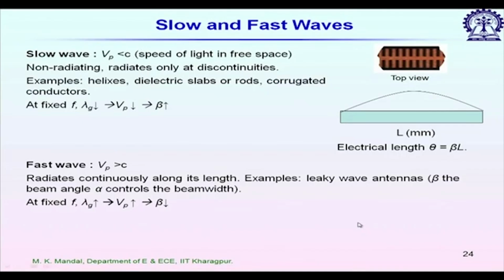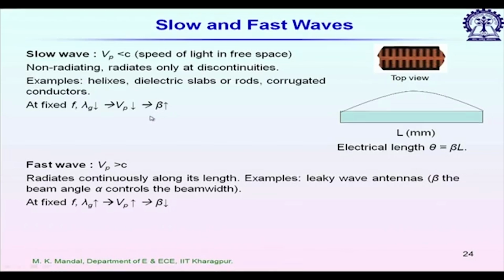Then the second topic, slow and fast wave. So, how do we define slow wave? If Vp, the phase velocity, is less than c, that means the speed of light in free space, we call it slow wave. At a fixed frequency, for slow wave lambda g should be smaller than lambda naught. So, then Vp decreases and beta increases.